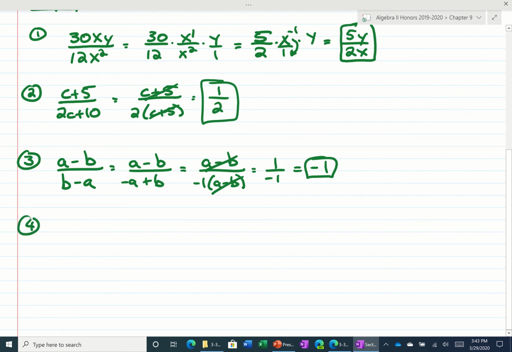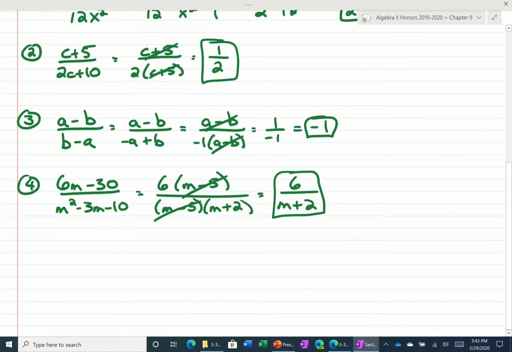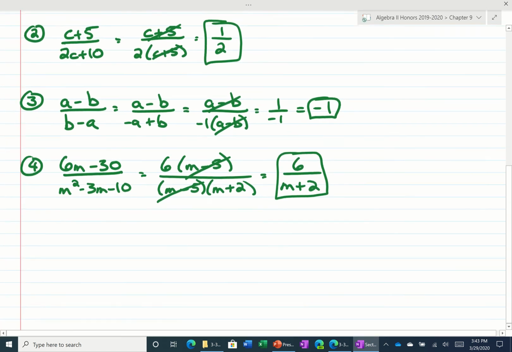What about a problem like this? 6m minus 30 divided by m squared minus 3m minus 10. Well, let's factor first. Factors of negative 10 that add up to negative 3 would be negative 5 and positive 2. It actually gets kind of fun once you start canceling everything out. That's what we get.